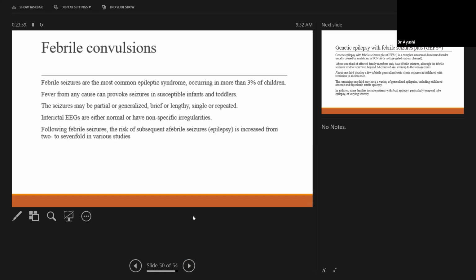Febrile convulsions are the most common epileptic syndrome, occurring in more than 3% of children. Fever from any cause can provoke seizures in susceptible infants and toddlers. Now, these seizures may be partial or generalized, brief or lengthy, single or repeated. Interictal EEGs are normal or have non-specific irregularities, and following febrile seizures, the risk of subsequent afebrile seizures is increased from 2 to 7-fold in various studies.